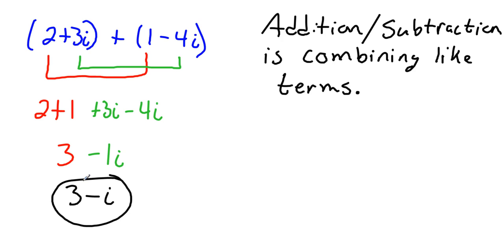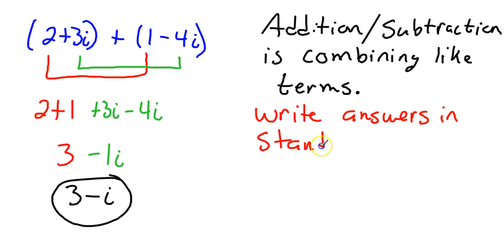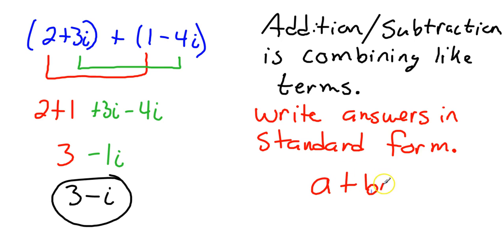Now, here's the one time where they're going to tell you that you need to write your answers in standard form. And standard form for complex numbers when you have the imaginary part is going to be A plus BI, where you always put the real number part of it first. The I term will always go at the end. So that's one of those where, if your answer had been negative 1I plus 3, they would make you rearrange it and put the 3 first and then put the negative 1I at the end of it.